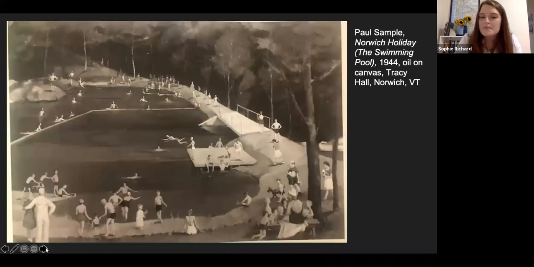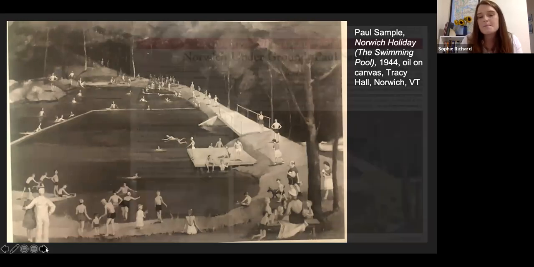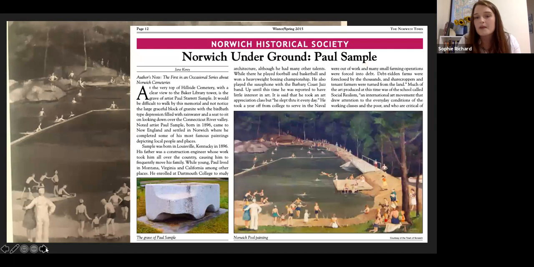Here is an excellent example of the styles we've discussed coming together and a scene many of us may be familiar with, the Norwich Pool, which used to be located on Charles Brown Brook, and unfortunately it's no longer there. I was unable to find a clear color image of the painting, but I did come across this article in the Norwich Times from 1997 about the life of Paul Sample, which included a copy. And here you can see the same sense of movement and emotion and more of those California colors that we saw early on.